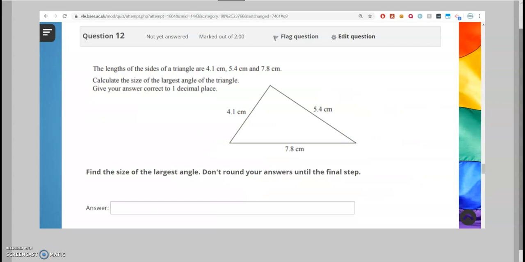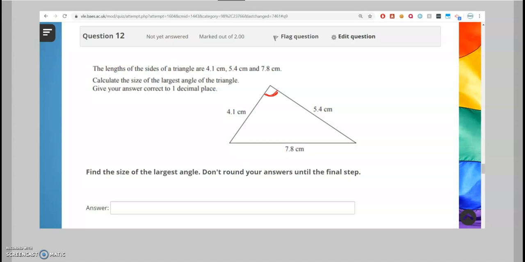We have another triangle question. The lengths of the sides of a triangle are 4.1, 5.4 and 7.8 centimeters. Calculate the size of the largest angle of the triangle. Give your answer correct to one decimal place. So we're looking at this angle. We need to find this angle which is opposite the largest length. That's the largest angle.